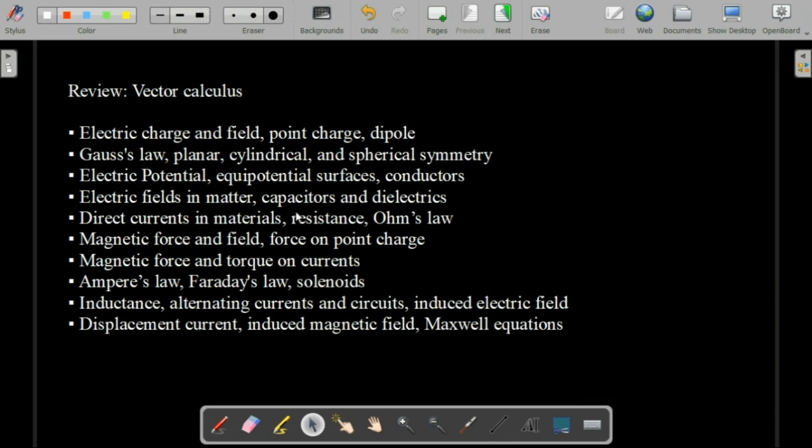What happens is, if we are talking about electromagnetic theory, there are certain topics that need to be very clear. Of course, your vector calculus needs to be clear, because when we are talking about something like electric charge, that would be a scalar. But when we go into the field, we need to know in which direction the field is and so on. So that's a vector.